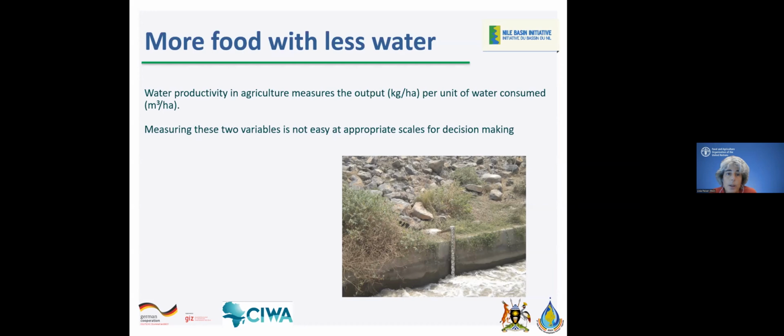Unfortunately, measuring these two variables is not easy. This picture here shows a flow meter in the Nile Basin in one of those countries, and I won't say which one.